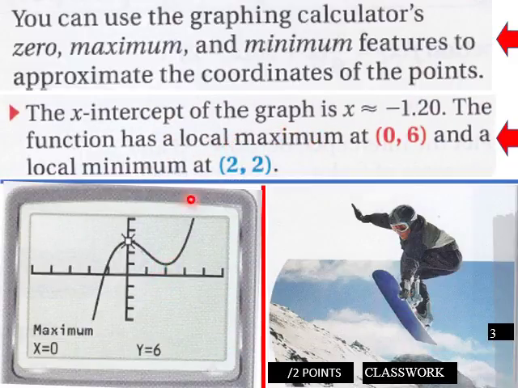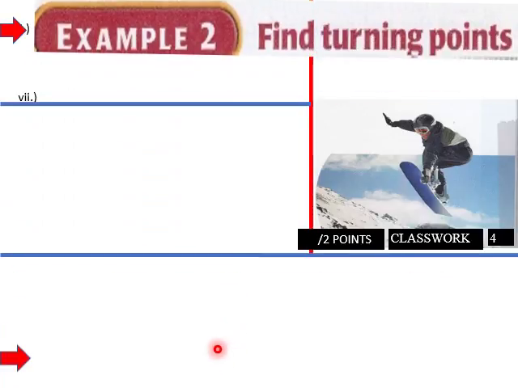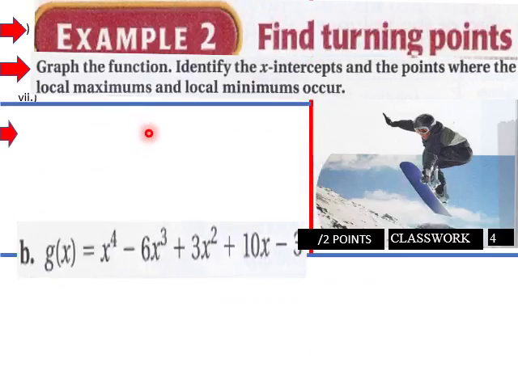The x-intercept is x equals negative 1.20 here. The function has a local max at (0, 6). They're calling this a local max here. And then a local min at (2, 2) would be right here. So you can find those on your graphing calculator. And then we go into graphing the function.